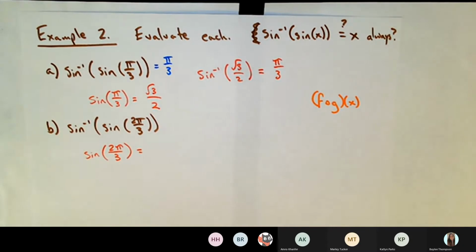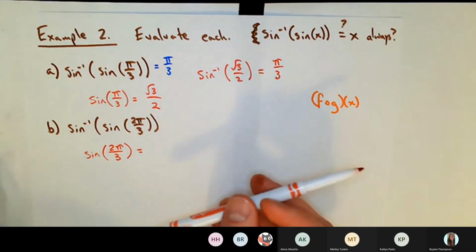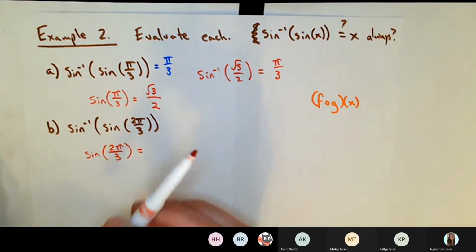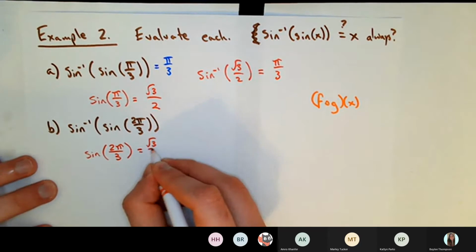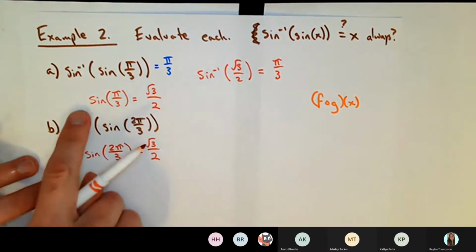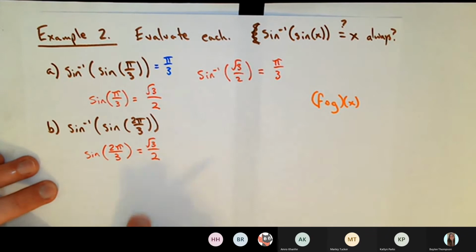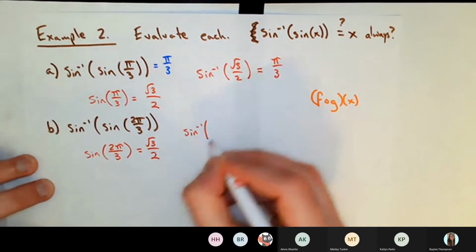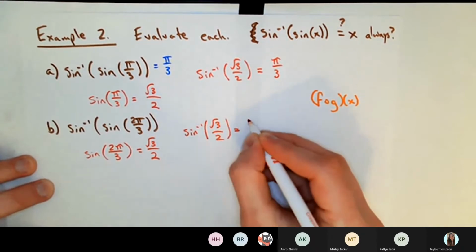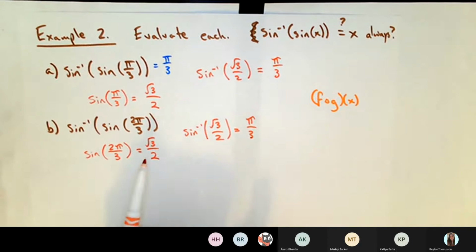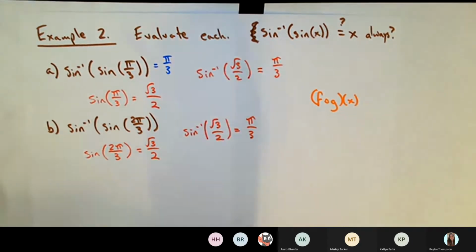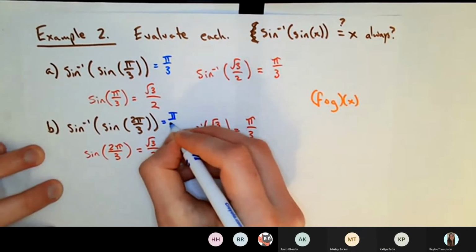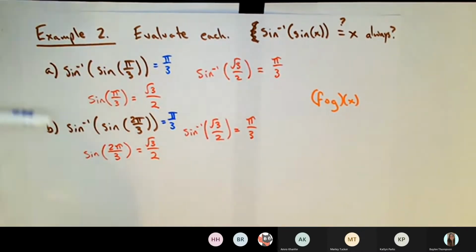Sine of 2 pi on 3. That's over in the second quadrant. But it gives me the same output because in the second quadrant, the y values are still positive, and sine should yield a y value, still positive. But look, when I plug that in here, I already know this should be pi on 3. So we see that this thing yields pi on 3. It does not just pop out a 2 pi on 3. Why is that?